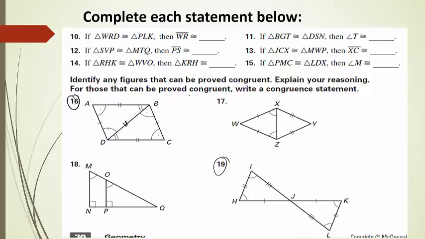So since they can be proved congruent because all the pieces match up, you have to write a congruency statement. That means you have to write triangle BCD. And that's the order I chose to go in. So BCD would have to match up with A, D, B.